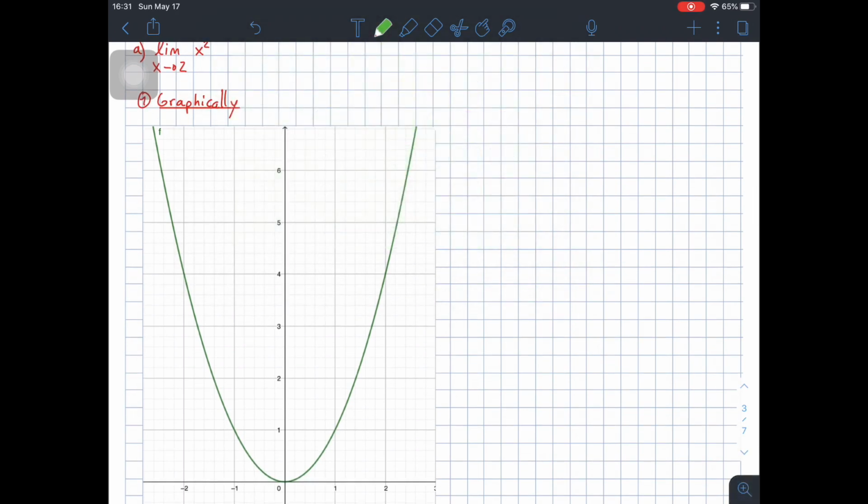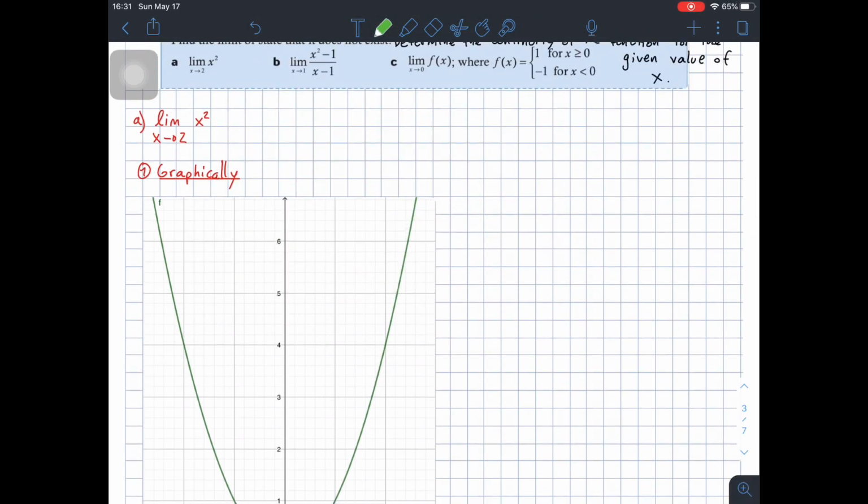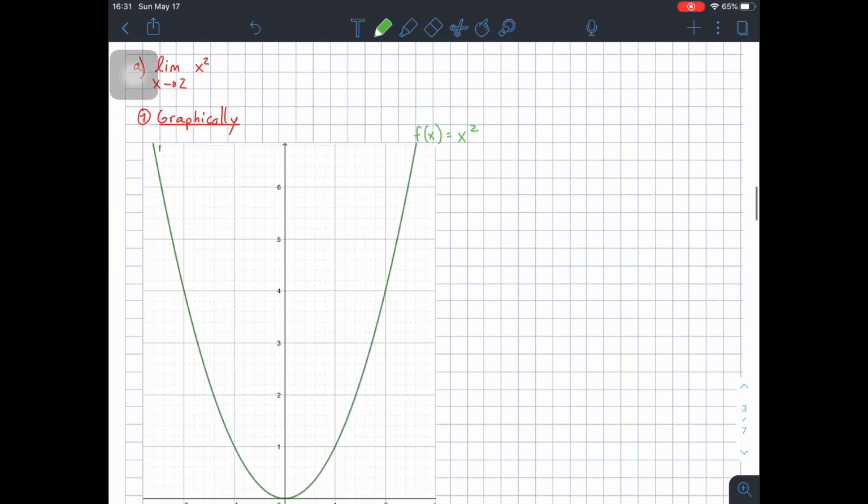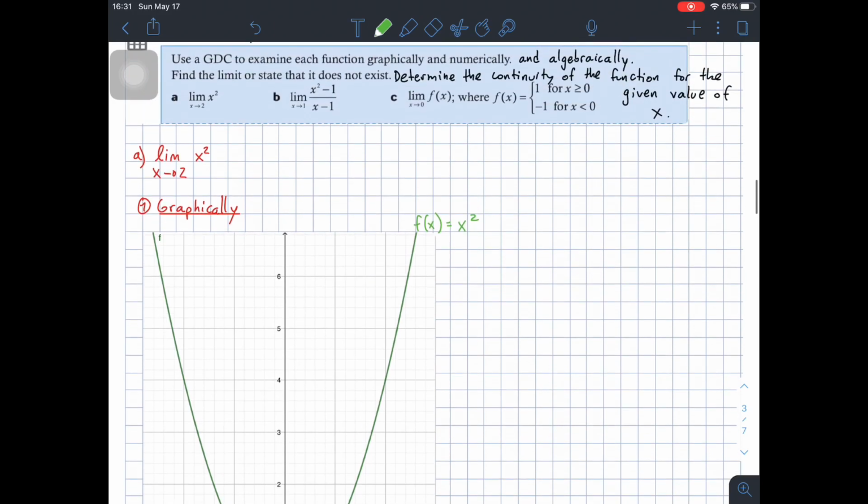So this, let me write that here. This is f of x equals x squared, right? We're graphing this interior function over here. So we get the graph of a parabola, right? Now we need to analyze what's happening when x is 2, okay? When we are approaching 2 actually, right?